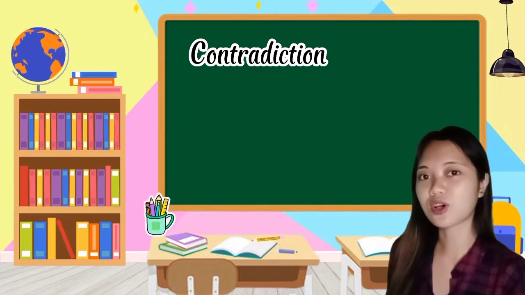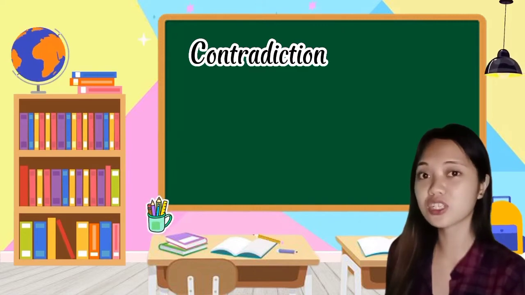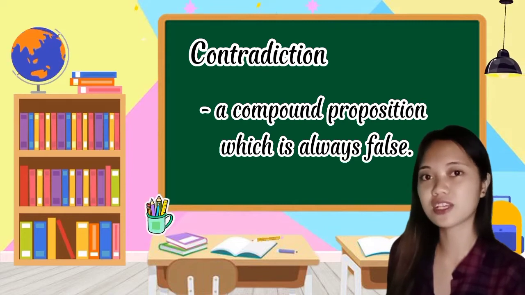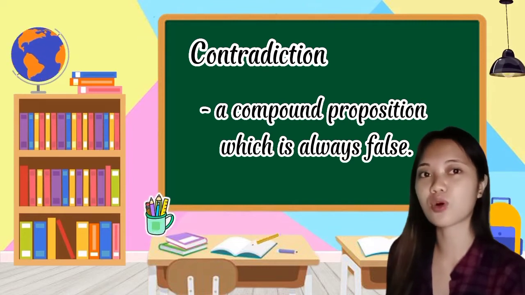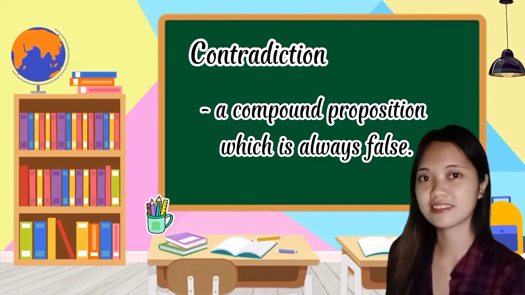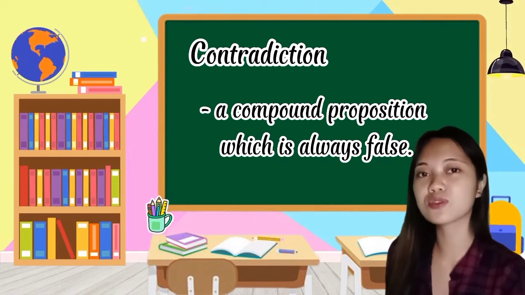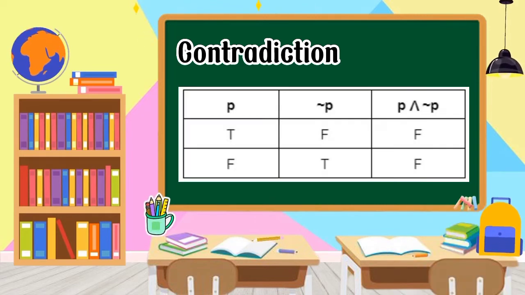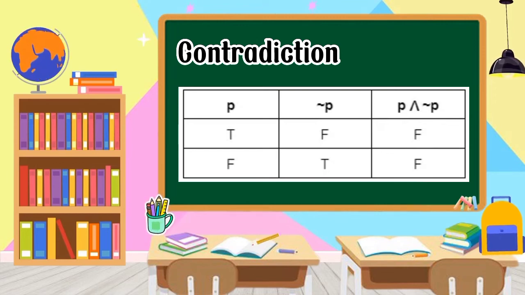Let's move on to contradiction. What is contradiction? Contradiction is a compound proposition which is always false. So let's see this example using truth tables. Contradiction is the opposite of a tautology. Instead of or, we can use the connective and, then it will always result in a false value. Thus, P and not P is a contradiction.